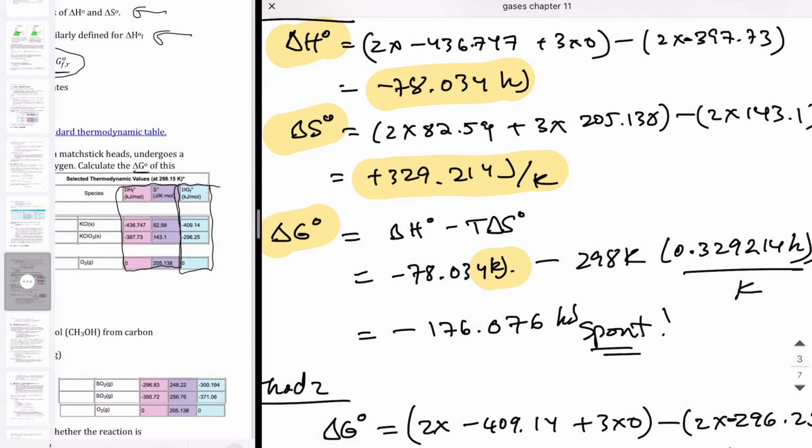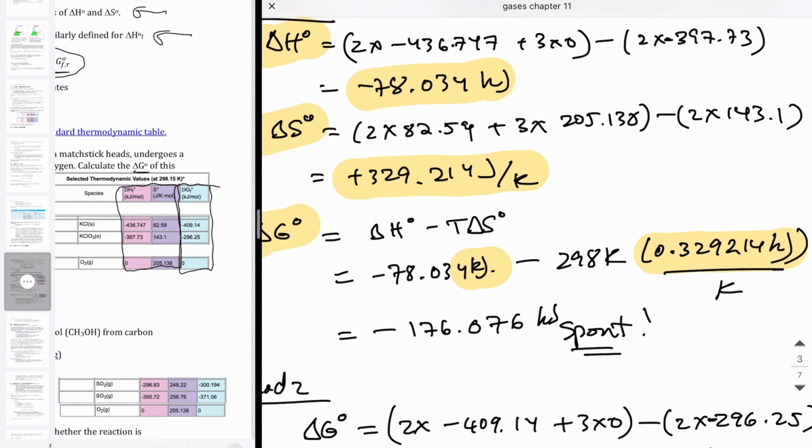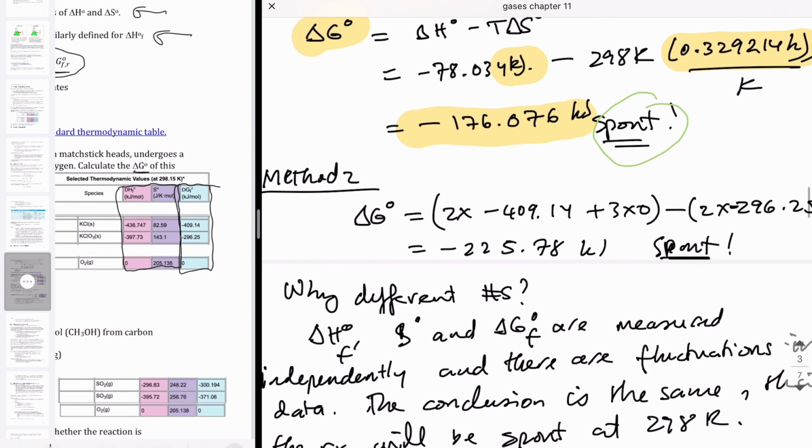So here I put both of them in the kilojoules unit, so I keep the delta H the same, but then the delta S, I changed it to kilojoules by dividing it by 1,000, making it 0.9214 kilojoules per Kelvin. And when I multiply it by 298 Kelvin, I end up getting this value, negative 176 kilojoules, which tells me that my reaction is spontaneous because I have a negative delta G. Now, what about the second method?